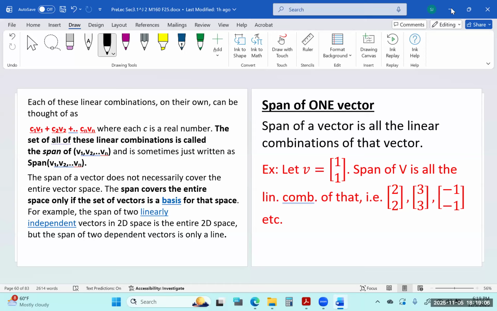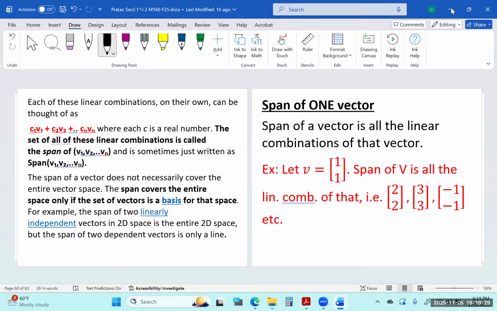How do you know it's R2? Because you have two elements. Depending on how many rows you have, you identify which space you are in. If you have 2 rows, you are in R2. If you have 3 rows, you are in R3. If you have 4 rows, then you are in R4. So we are in R2 because we have 2 elements, 2 rows. Now let's say we have one vector, 1, 1.